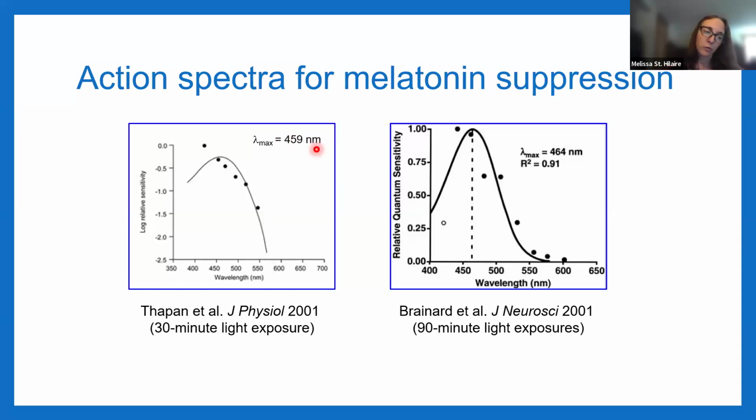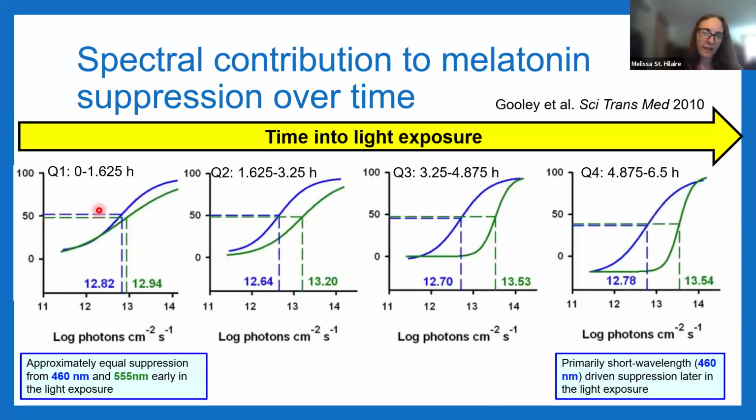So very similar to what we did in our later studies looking at phase resetting. So that was partly why 460 was chosen as that short wavelength exposure. And one thing that I do want you to notice is that based on what I just showed, especially for the 30-minute, but also for the 90-minute exposure, if these irradiance response curves are accurate, we should actually see that 460 and 555 should be approximately equal in terms of suppression.